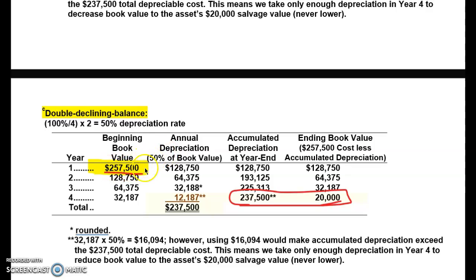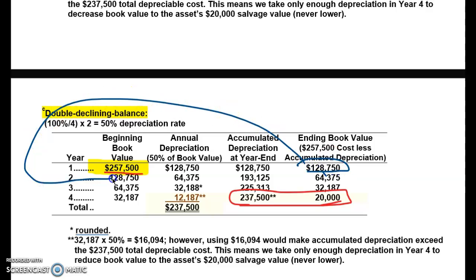So 257.5 times 50% is 128,750. Accumulated depreciation is now 128,750. Ending book value is 257.5 minus accumulated depreciation, or 128,750. All right, so we have remaining book value, change colors, of 128,750, and that goes there, times 0.5. Every one of these is going to be times 0.5, so I think I'm just going to put an X there just to denote times, okay? Times 0.5.